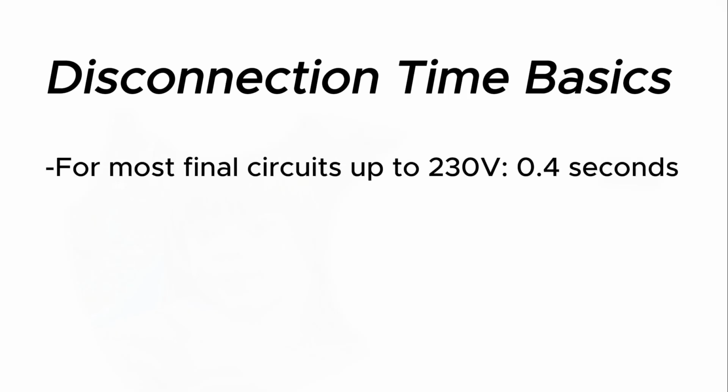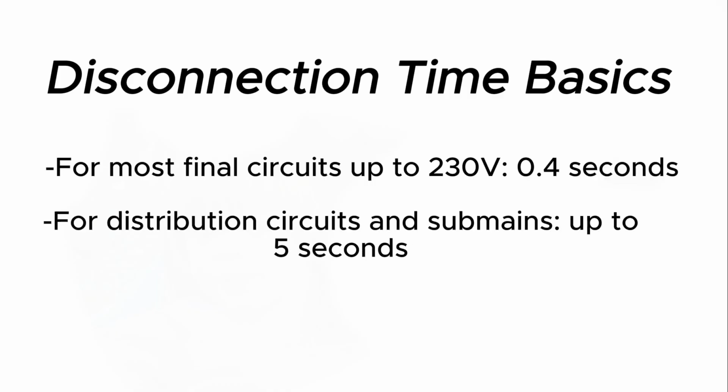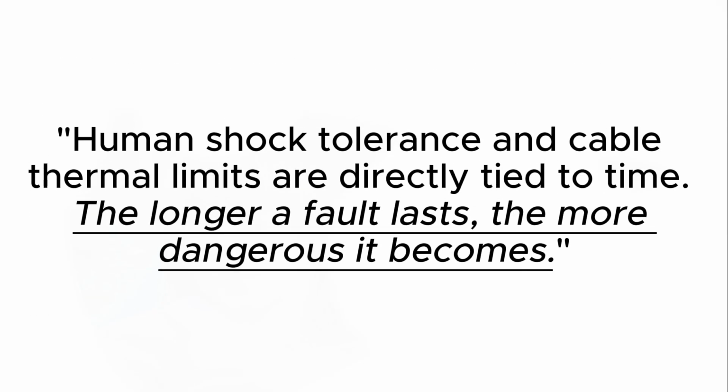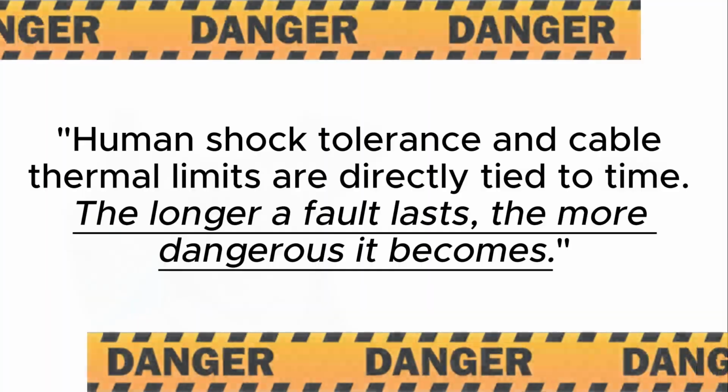Disconnection time basics. For most final circuits up to 230 volts, 0.4 seconds. For distribution circuits and submains, up to 5 seconds. For TT systems, times depend on RCD. Why? Because human shock tolerance and cable thermal limits are directly tied to time. The longer a fault lasts, the more dangerous it becomes.